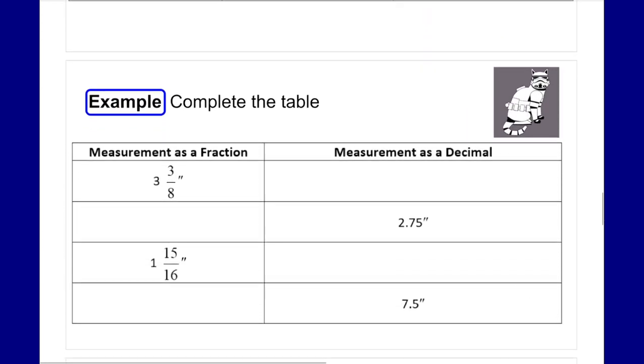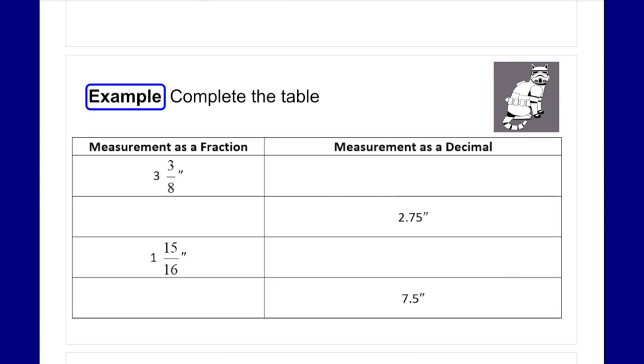So let's go through the table looking at converting measurements as a fraction to measurements as a decimal. So 3 3/8 of an inch. With a decimal, we're going to have our whole number. So we have 3 whole inches, so it's going to be 3 point something. And now to figure out what the decimal place is, we can divide the fraction, 3 divided by 8. Right? If we want, we can do it off to the side. So 3 divided by 8 equals 0.375. So that means my decimal is 3 from the whole number, and then the 0.375 from the fraction.